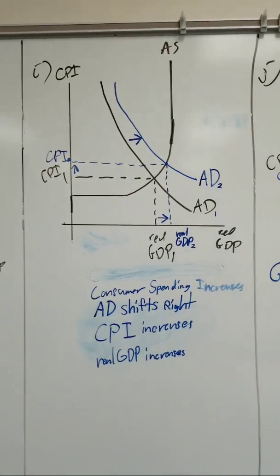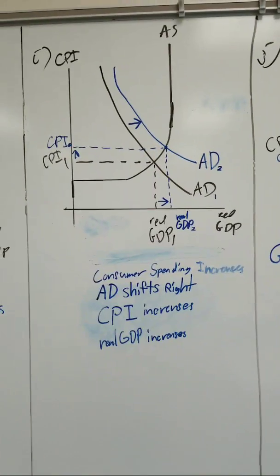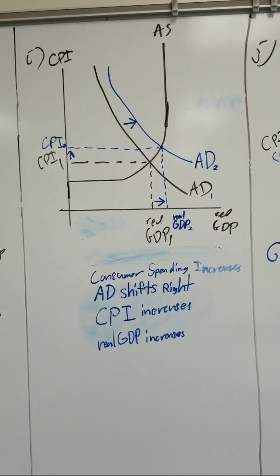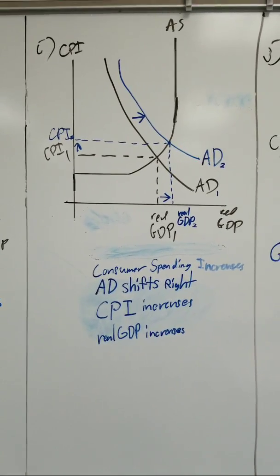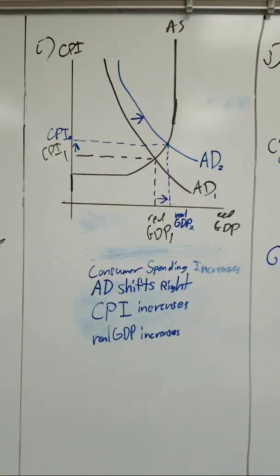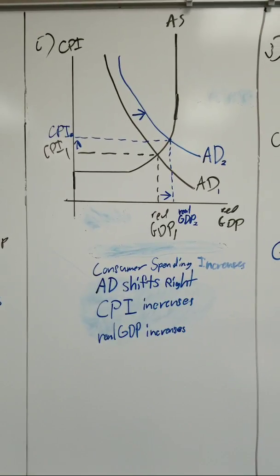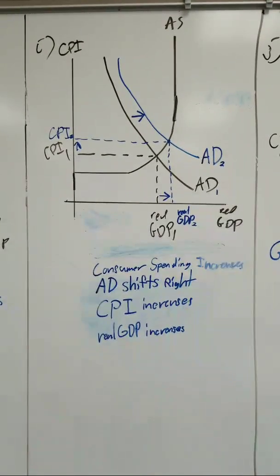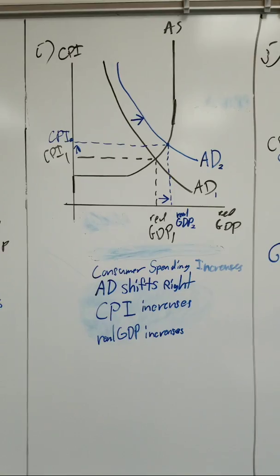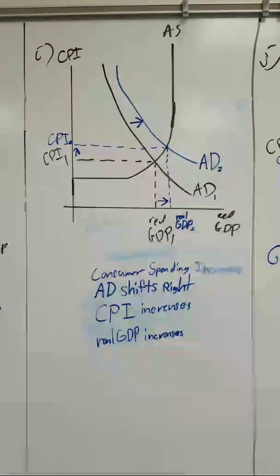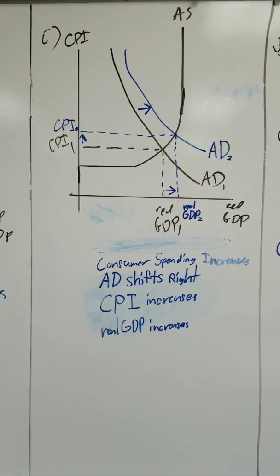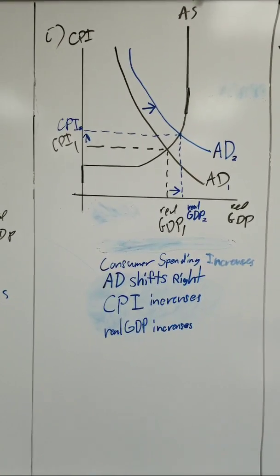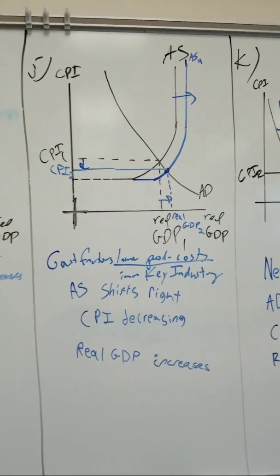For letter I, we're in the intermediate segment, and we're told there's an increase in consumers' wealth. Again, for those who are just joining us, the intersection with AD1 and AS in black is the starting position. AD2 is where it moves to. When households have more wealth, consumer spending increases, and the AD curve shifts to the right. The CPI increases, and we also have an increase in real gross domestic product as well. It started intermediate, it finished intermediate. Letter J.